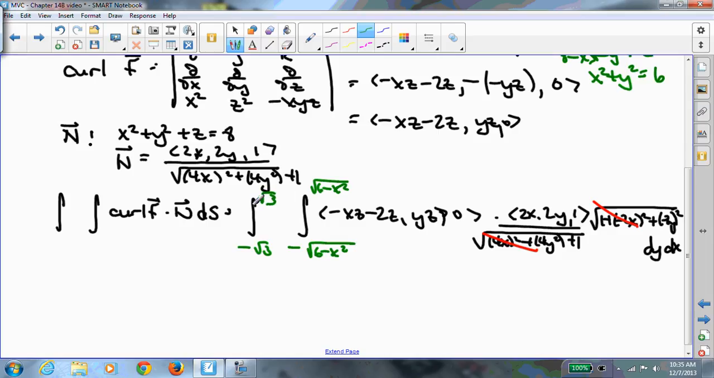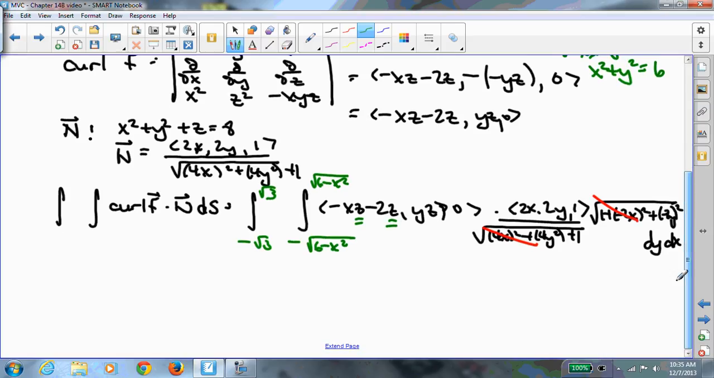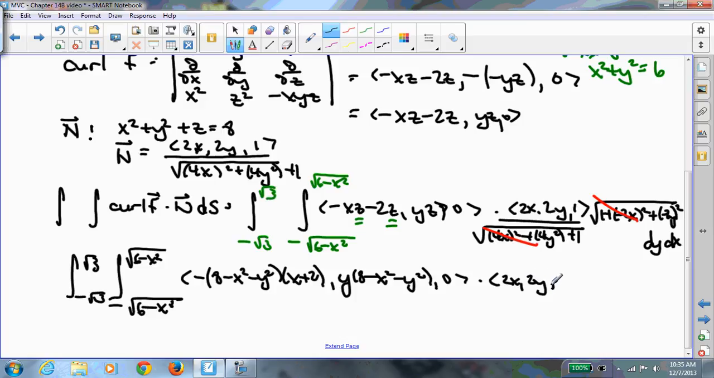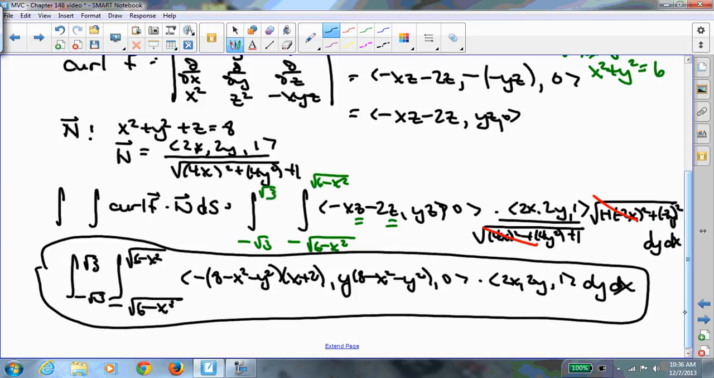Now, I'm actually not quite done, because notice in here I have a couple of z components. So I do need to replace those to have my complete final answer. So my final answer for this is going to be the integral from negative root 3 to root 3, negative square root of 6 minus x squared to positive square root of 6 minus x squared, and let's factor out the z. So this will be negative z, which is 8 minus x squared minus y squared. I have an x plus 2 left over, comma yz, 8 minus x squared minus y squared, comma 0, dot 2x, 2y, 1, dy dx. And that would be the surface integral of the equivalent line integral.